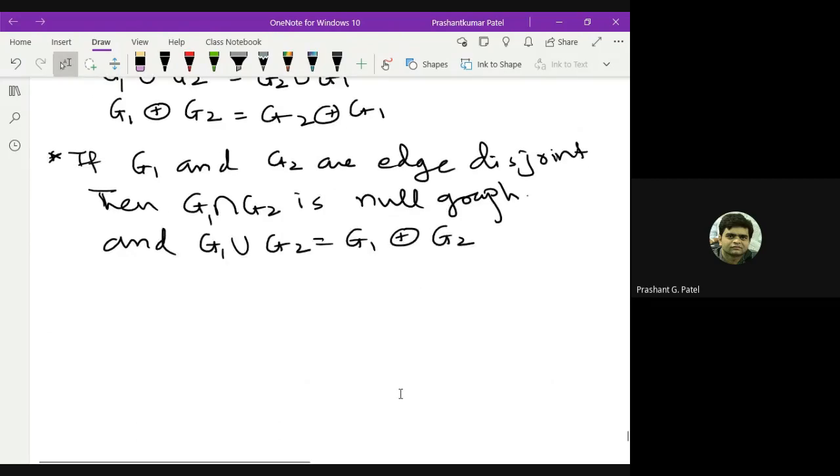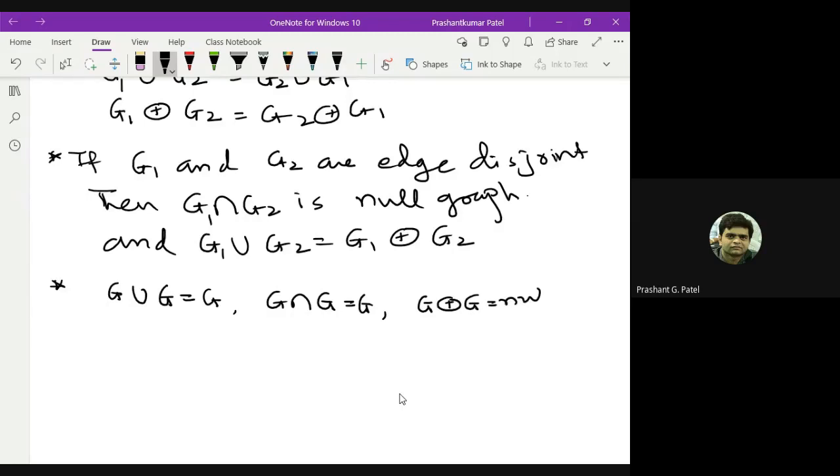There are some other properties that we can mention here. If any graph G is there, then what will be G union G? G union G is G itself. What is G intersection G? G itself. What is G ring sum with G? Null graph. Okay, so this is the property that you can see.